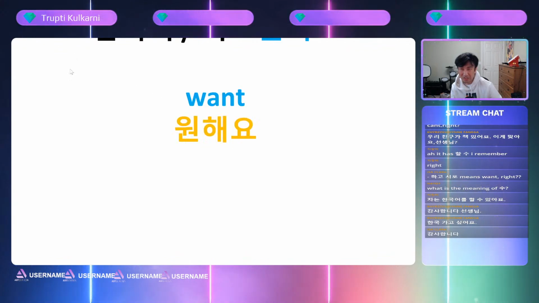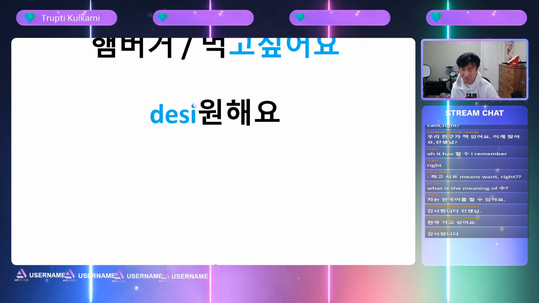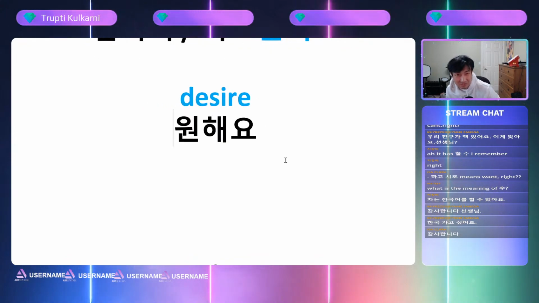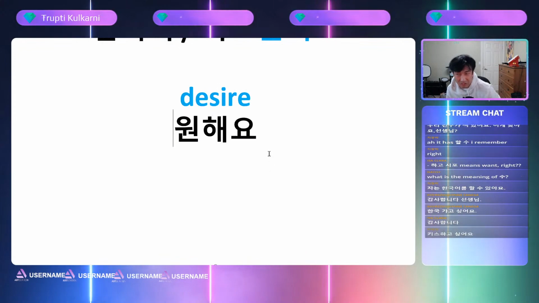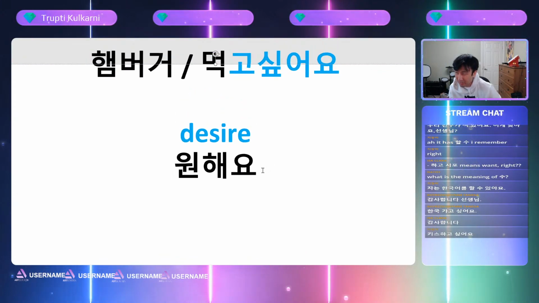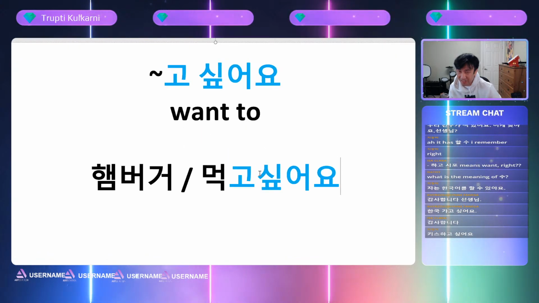But actually, we don't really have a word for want in Korean. It's kind of like an English thing. 원해요 is more like I desire. So we don't really use it that much. You know how in English you say like, oh, I want a hamburger? Well, we don't have the word want, we have desire. So we say, I desire a hamburger. It sounds pretty strange, right? So yeah, we don't really say 원해요 that much.